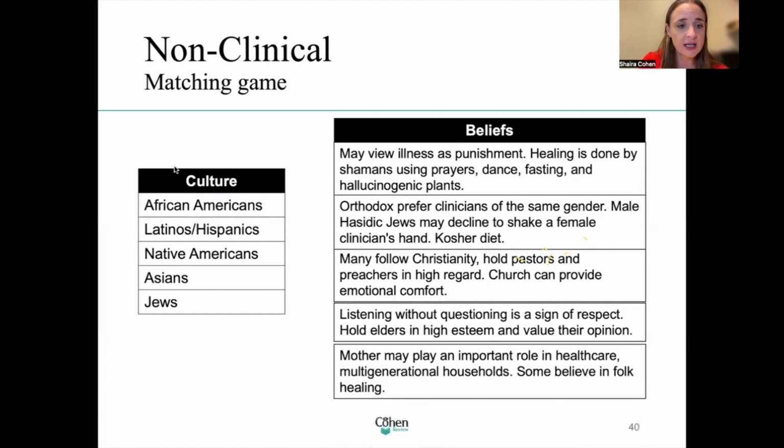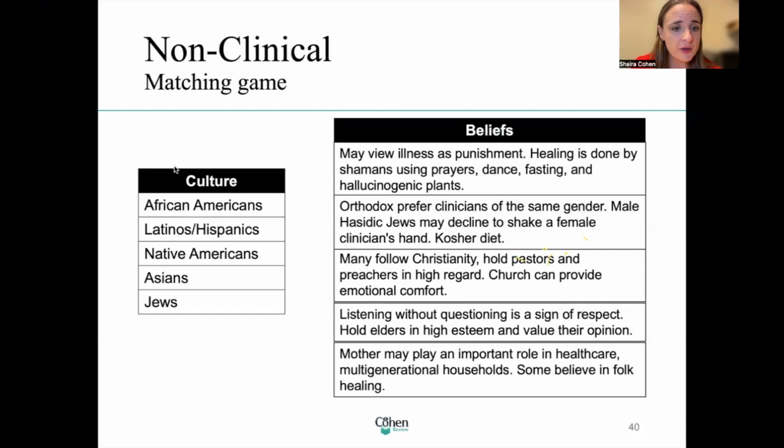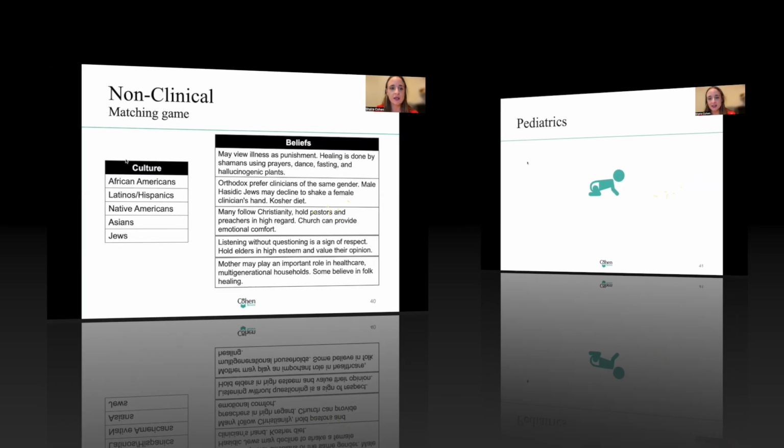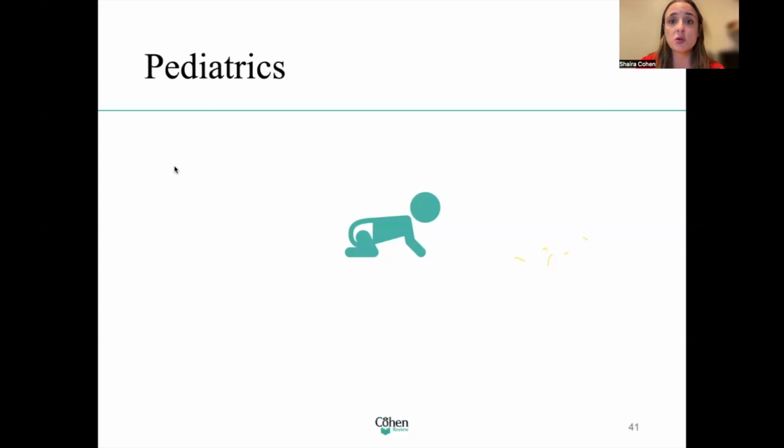Very, very good. And last but not least, mother may play an important role in healthcare, multi-generational households. Some believe in folk healing. And the only one that's left is your Latinos. Very, very good. On the exam, take advantage of process of elimination. The ANCC may have a question like this: select all that apply, drag and drop or match, just like I showed you here. All right, let's move on to pediatrics.